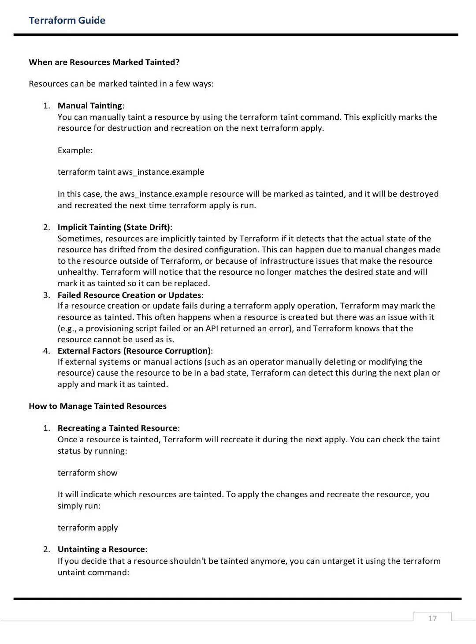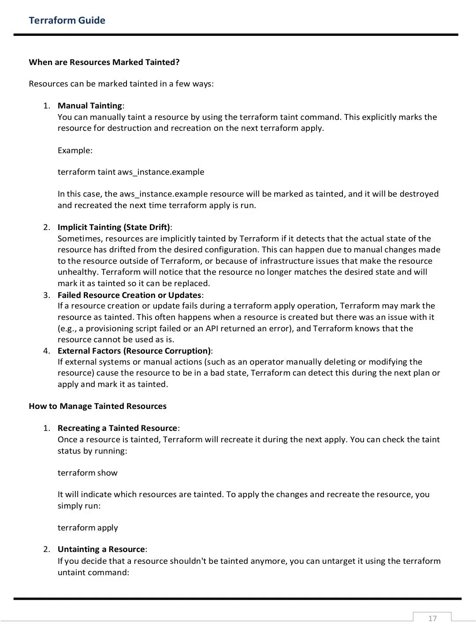3. Failed resource creation or updates. If a resource creation or update fails during a terraform apply operation, Terraform may mark the resource as tainted. This often happens when a resource is created but there was an issue with it. For example, a provisioning script failed or an API returned an error, and Terraform knows that the resource cannot be used as is. 4. External factors.